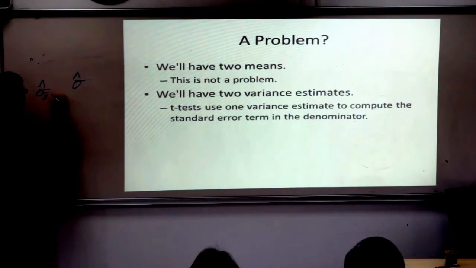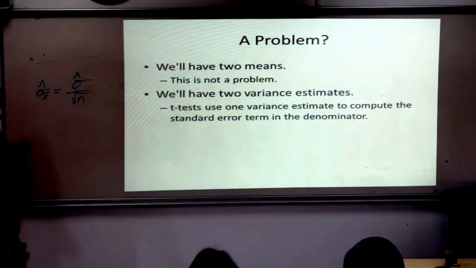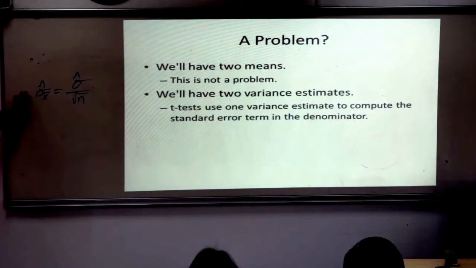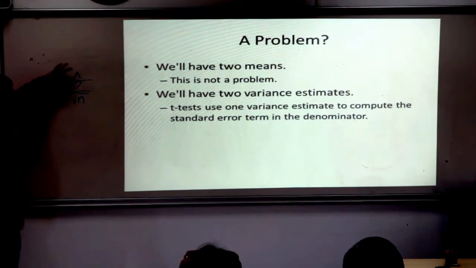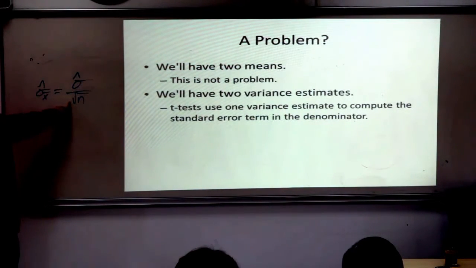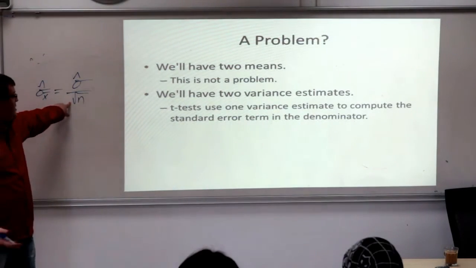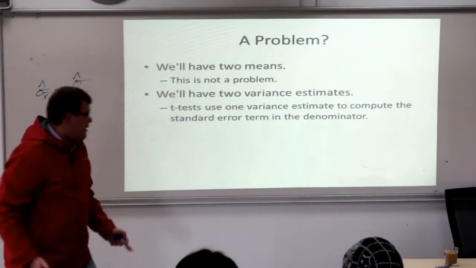Let me draw it, and then hopefully I will recatch my mind. So our estimated standard error of the mean is simply based on the square root of the unbiased estimate of the population variance divided by the square root of the sample size. So we have just one variance estimate here, the square root of that.